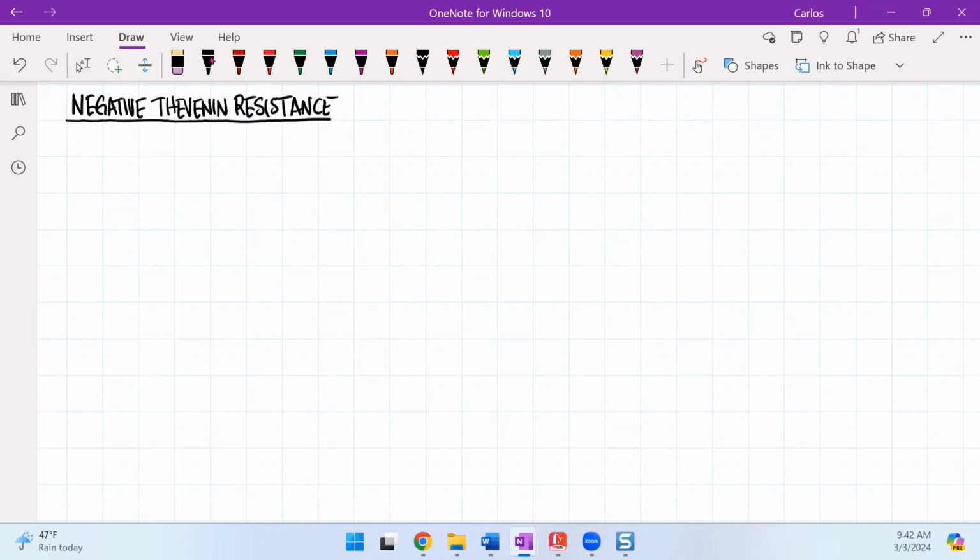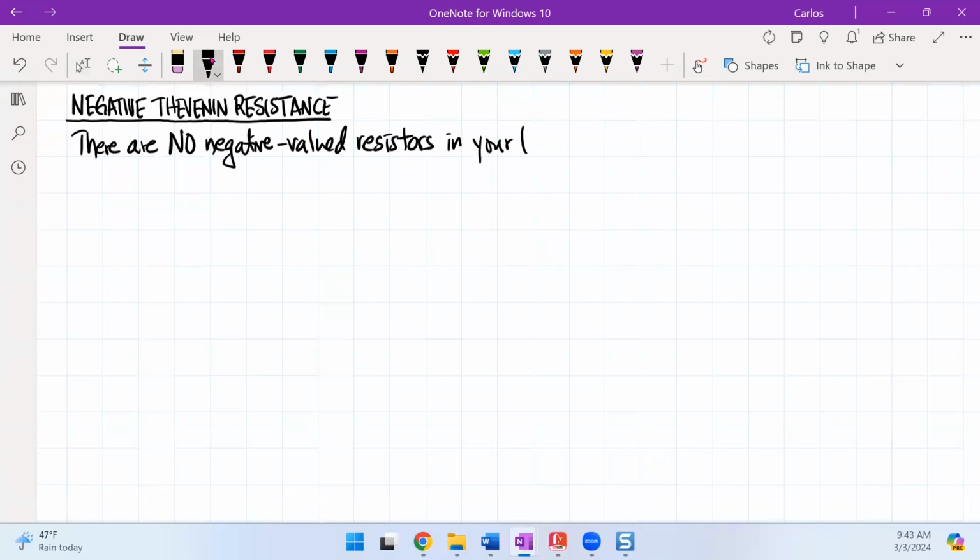Negative Thevenin resistance. There are no negative valued resistors in your lab kit.